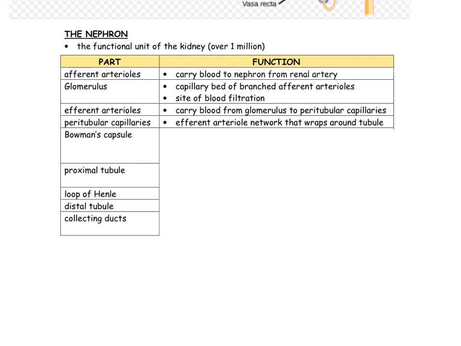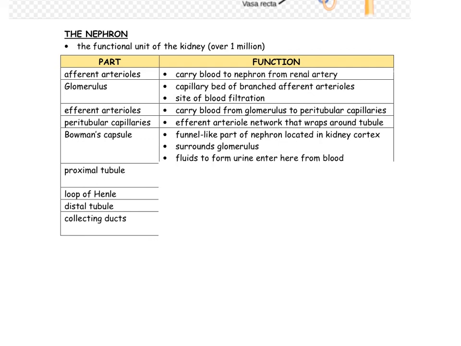Bowman's capsule is that little spherical structure that will capture any of the filtrate coming through. I didn't think of it as a funnel, but I guess it is a bit of a funnel. Bowman's capsule and our proximal and distal tubules are all located in the cortex, the renal cortex, whereas the loop of Henle is going to extend down into the renal medulla.